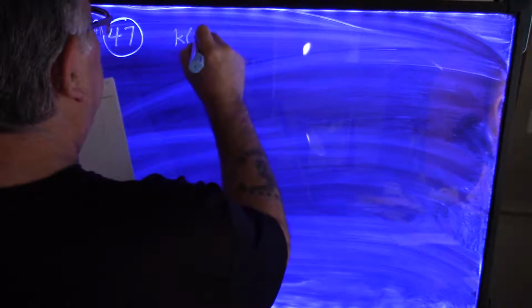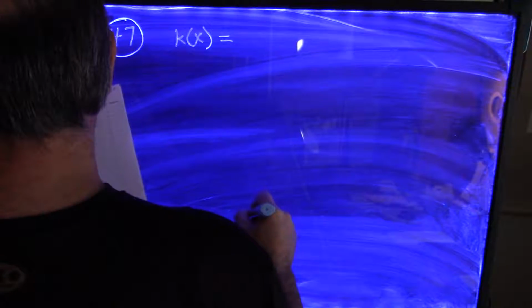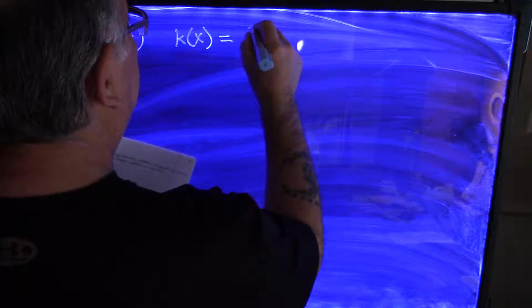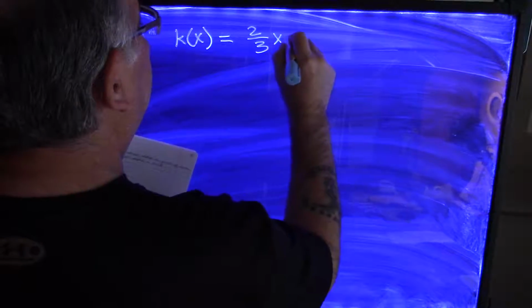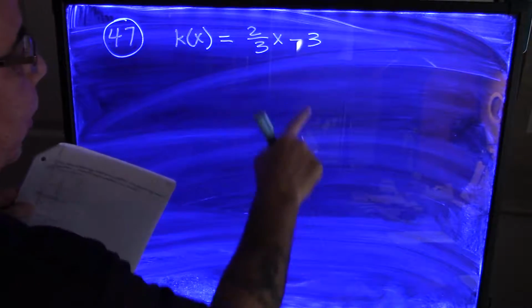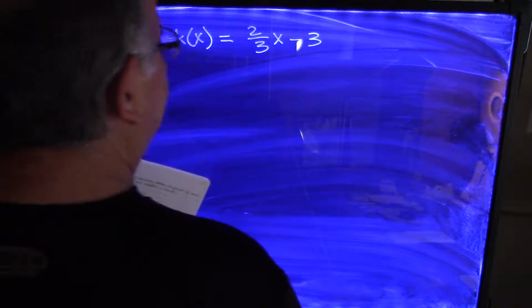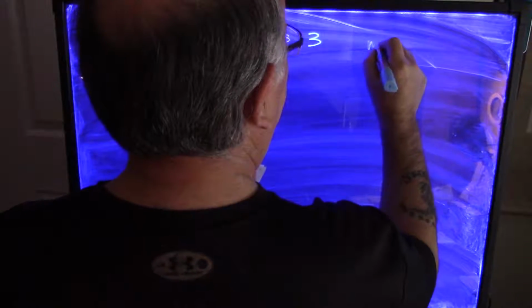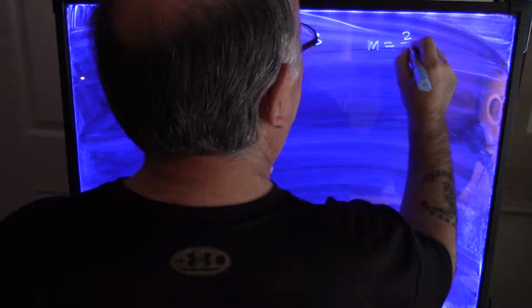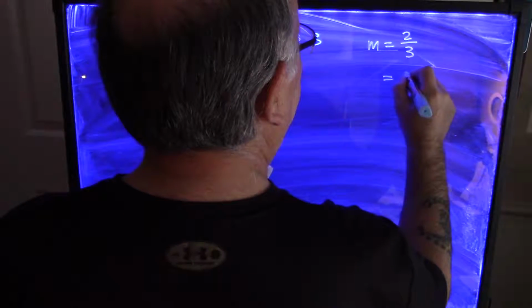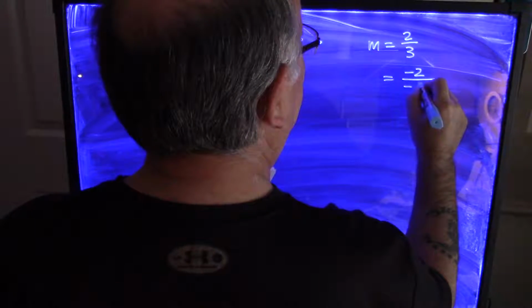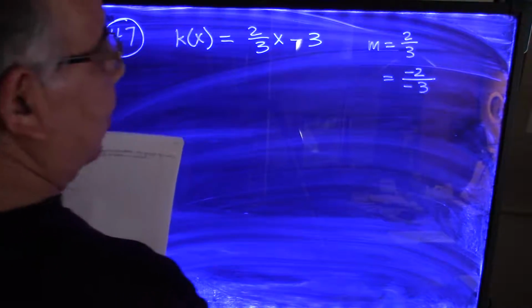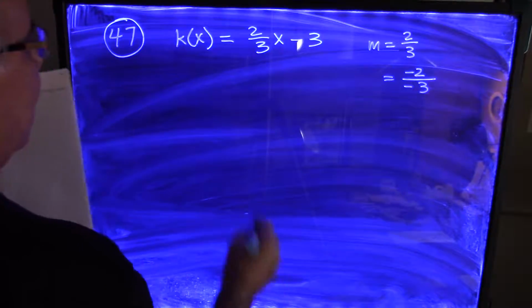Number 47. K of x equals 2/3 x minus 3. So here the y-intercept is -3, and the slope is 2/3. So slope m is 2/3, which can also be written as -2 over -3, because that's equal to +2/3. Negative divided by negative is positive.